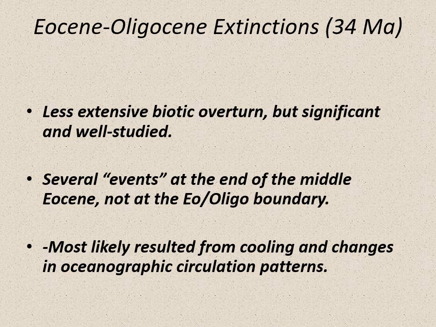So we're not talking about a huge biotic overturn, but it is significant and it is fairly well studied. There's a lot of events that happen at the end of the Eocene, so this isn't really at the absolute Eocene-Oligocene boundary. It's another one of these series of extinction events. What's happening here is continents are continuing to drift apart, and we're seeing climates continue to change.